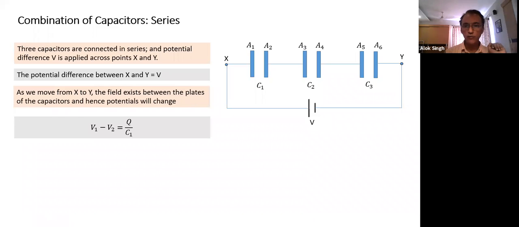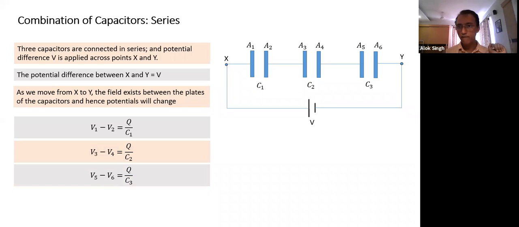What is V1 minus V2? V1 indicates potential of this plate A1, and V2 indicates potential of plate A2. This is nothing but potential of C1, which we defined yesterday. This will be equal to charge by capacitance. Only one formula we are using: C is equal to Q by V. So V1 minus V2 is Q by C1. Similarly, V3 minus V4 will be equal to Q by C2. And the third one, V5 minus V6, will be equal to Q by C3.